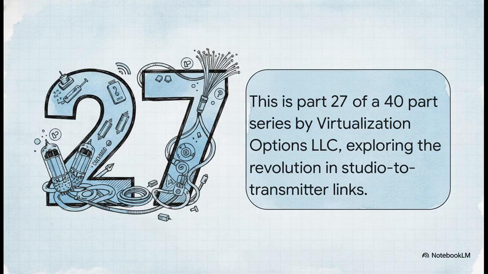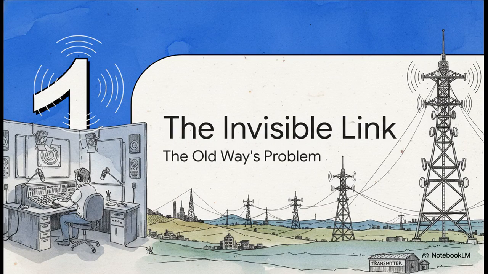Today, we're going to dig into the technology that completely revolutionized that invisible link, turning a decades-old hardware problem into a modern networking solution. All right, so here's the fundamental challenge that every single broadcaster has to deal with. The studio, where all the creative magic happens, is almost never in the same place as the transmitter, the thing doing the heavy lifting of blasting the signal out over the air. We're talking about miles and miles of separation usually.